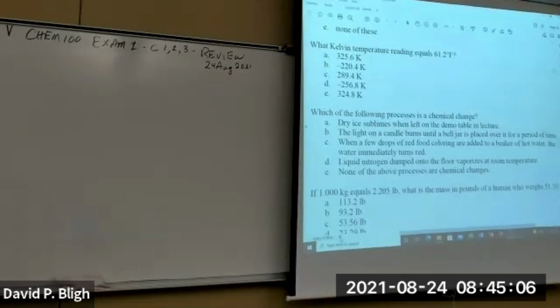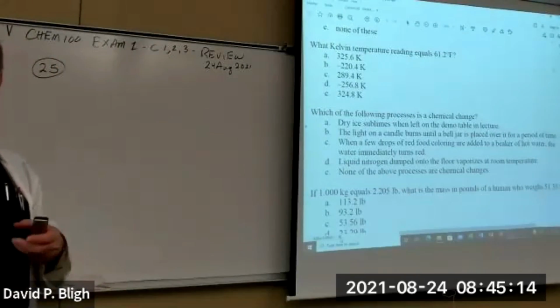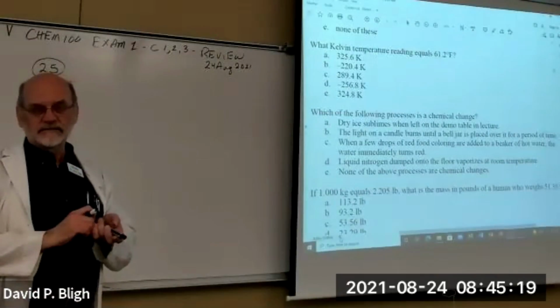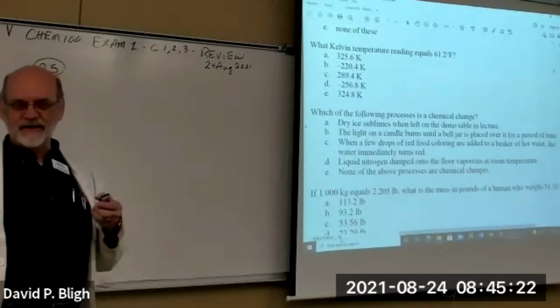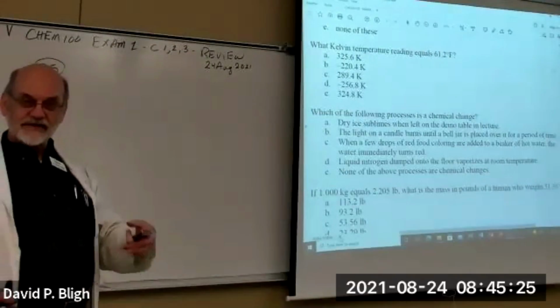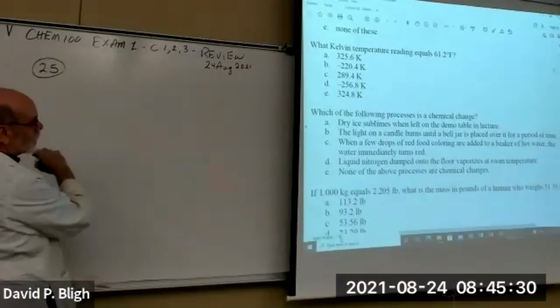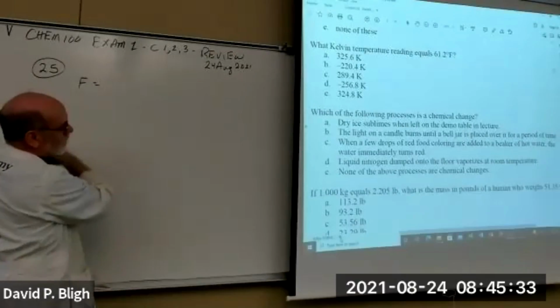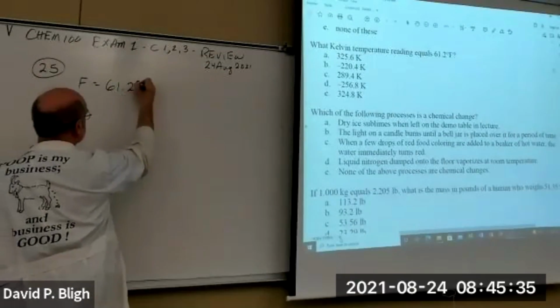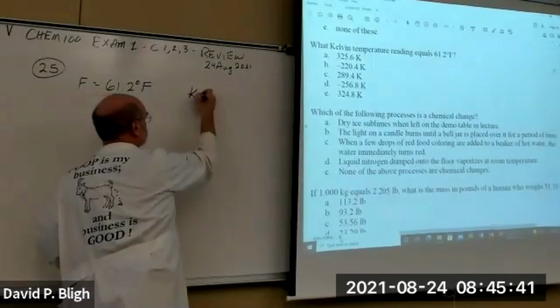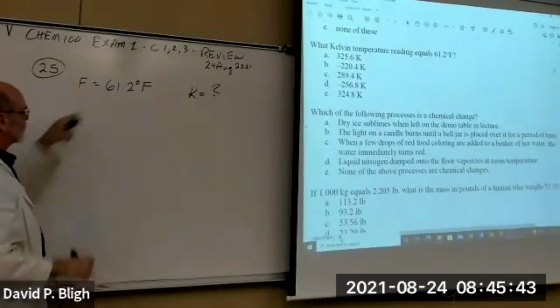25. What Kelvin temperature reading equals 61.2 Fahrenheit? Can we convert Fahrenheit directly to Kelvin? Well, no, because Kelvin is based upon Celsius. So you can convert Fahrenheit to Celsius first. So if we've got 61.2 degrees Fahrenheit, and we want to go to Kelvin, then we have to convert that.